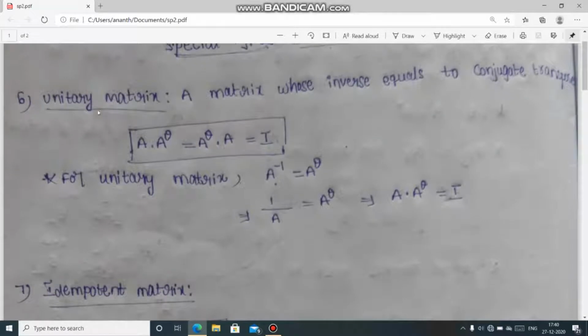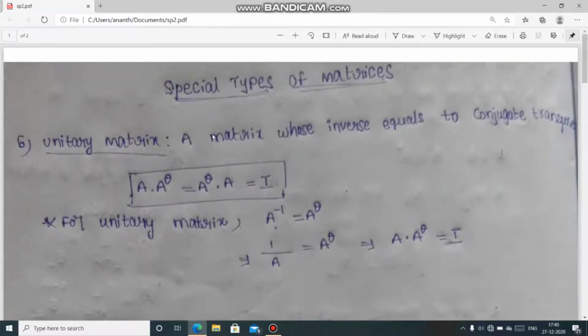Sixth one, unitary matrix. A matrix whose inverse is equal to its conjugate transpose is called a unitary matrix. For a unitary matrix, A inverse is equal to A theta. A inverse, also written as 1 by A, is equal to A theta. By cross multiplying, we get A into A theta is equal to I, and also A theta into A is equal to I.